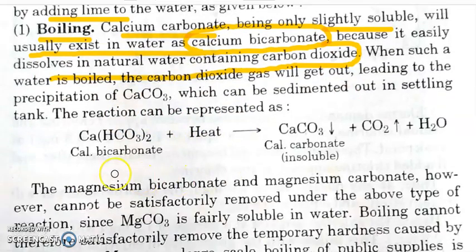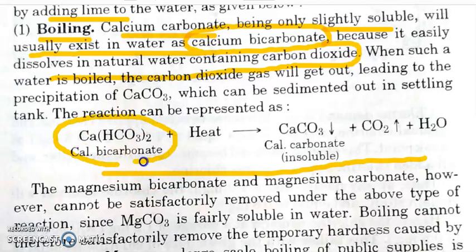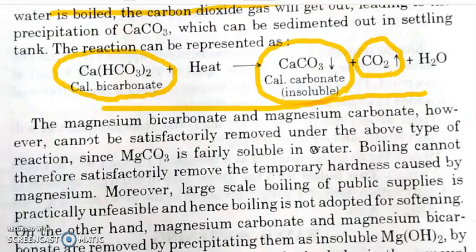The same thing is shown here in chemical equation form. Calcium bicarbonate, which is readily soluble in the water, is heated; the carbon dioxide gas goes away and the calcium carbonate, which is an insoluble precipitate, gets deposited. So that is how the temporary hardness is removed from the water. These calcium salts, which give hardness to the water, get precipitated. That is how it gets removed, right?